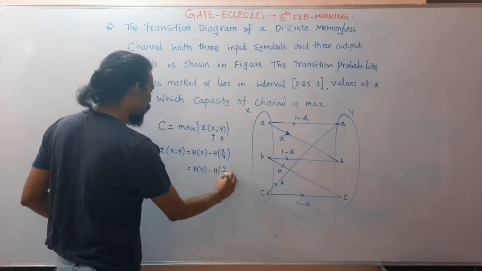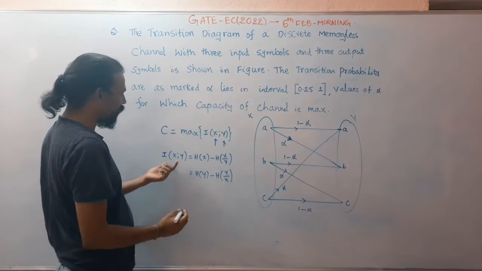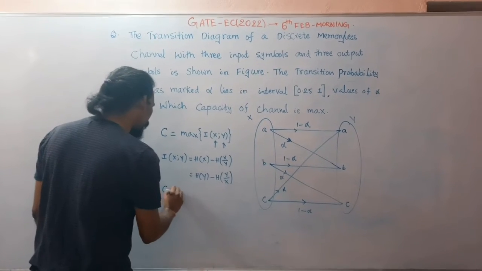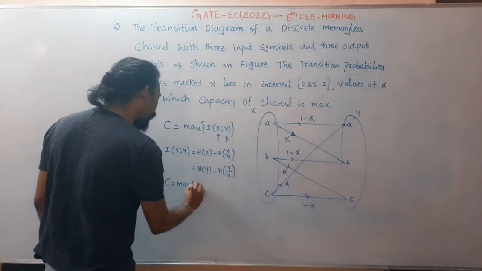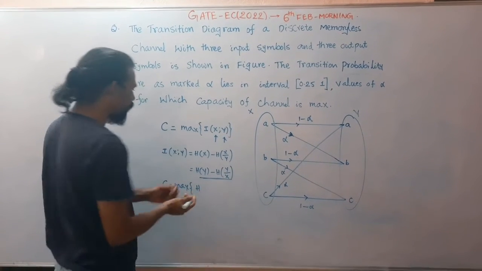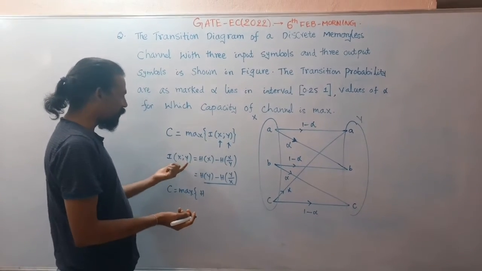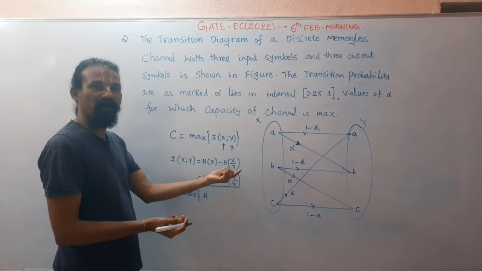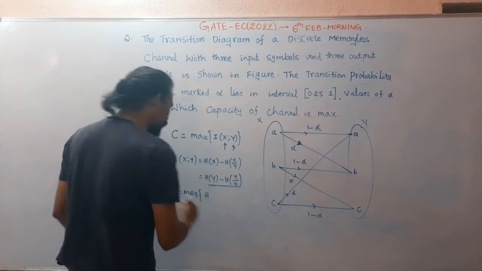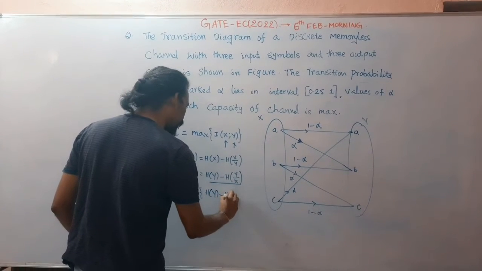Why? Because the mutual information is commutative, that is I(X;Y) equals I(Y;X). So C is nothing but the maximum of any one of these. Either you can substitute H(X) minus H(X|Y), or you can substitute H(Y) minus H(Y|X). Now I am considering this one: H(Y) minus H(Y|X).